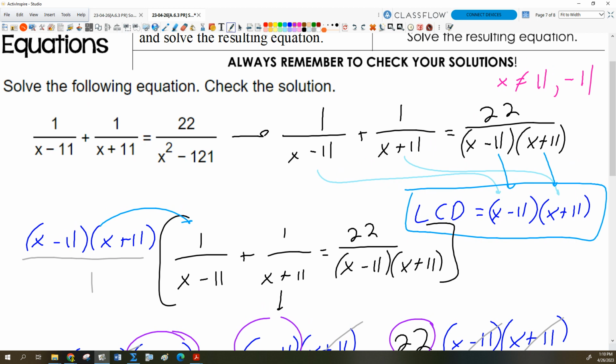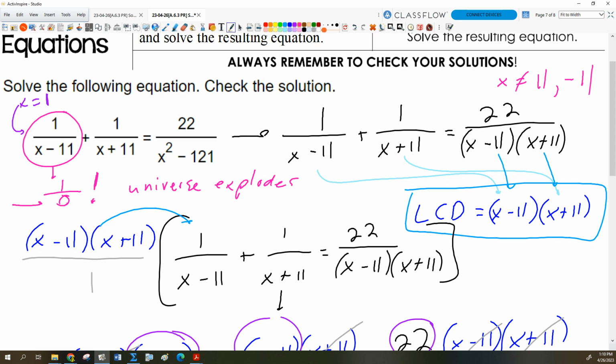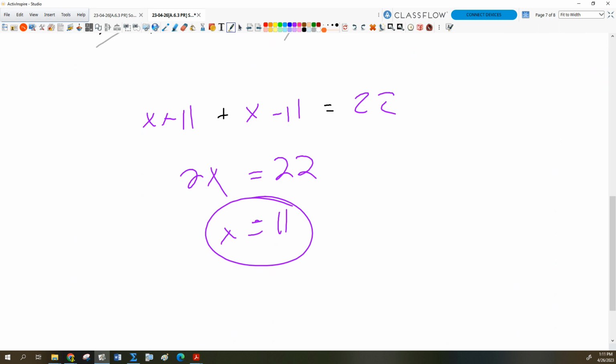Look, if I try to plug in x equals 11, look what happens to this guy. That guy is going to become 1 over 0, which we can't do, right? We can't have a 0 on the bottom. That's when, again, the universe explodes. So let's not do that, right? Instead, we're just going to cancel 11, cancel that solution. That was our only one, so what's that mean? No solution. Yeah, the only one we got didn't work.